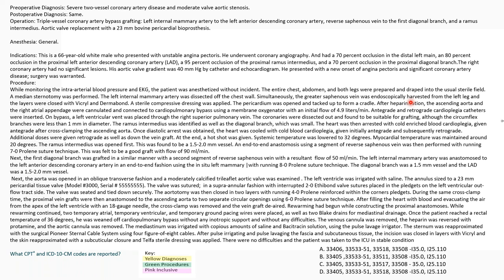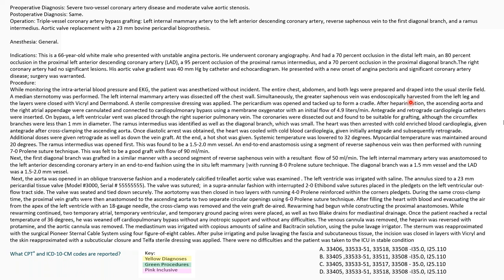The ramus intermedius was opened first. This was found to be a 1.5 to 2.0 millimeter vessel. An end-to-end anastomosis using a segment of reverse saphenous vein was then performed with the running 7-0 Prolene suture technique. This was felt to be a good graft with a flow of 90 milliliters per minute. Next, the first diagonal branch was grafted in a similar manner with a second segment of reverse saphenous vein with a resultant flow of 50 milliliters per minute.